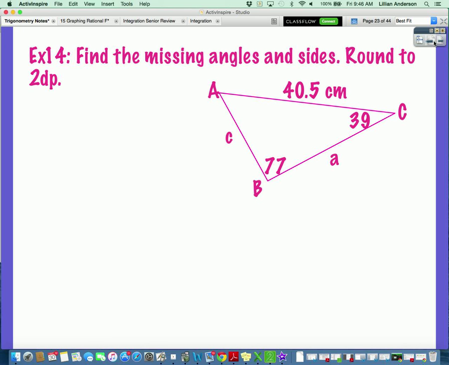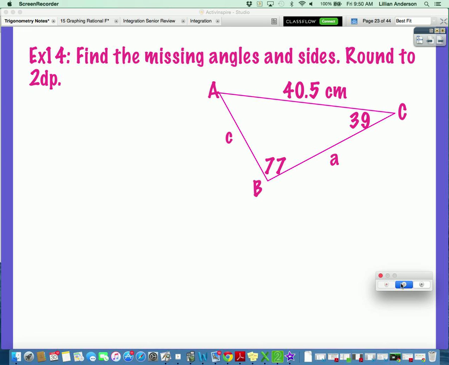Let's do this one. I'll give you guys a second. This is not an ambiguous case. Find the sides and angles. Round to find angle A. Yes, you have two angles already, and you're looking for the third. So you said 64 degrees. Okay.